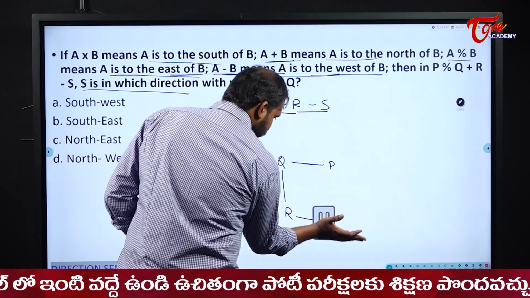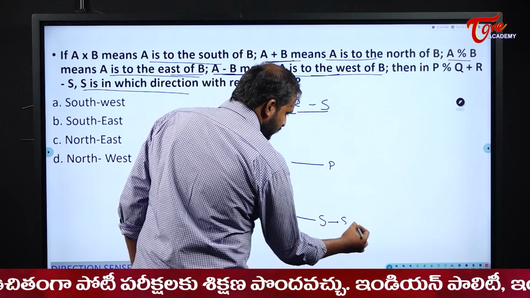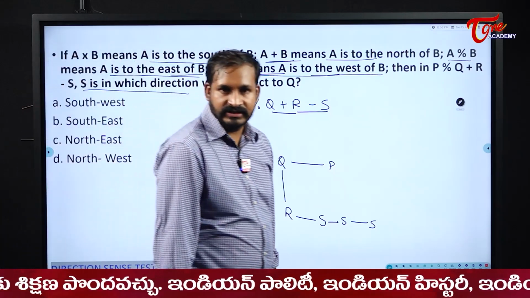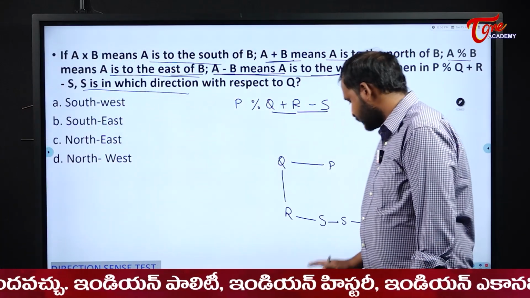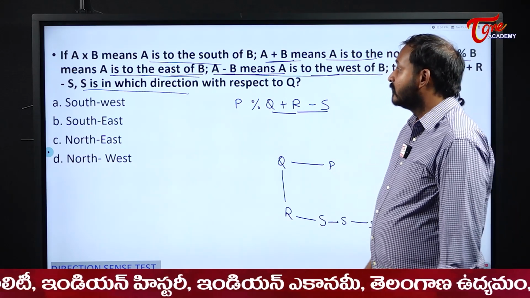Now, please see here, students. R is to the west of S. S can be here, here or here. Three chances are there. So S can be here, here, here. So three chances are there now.